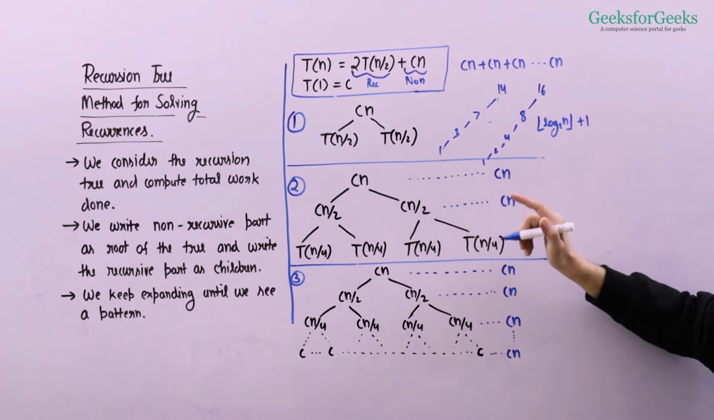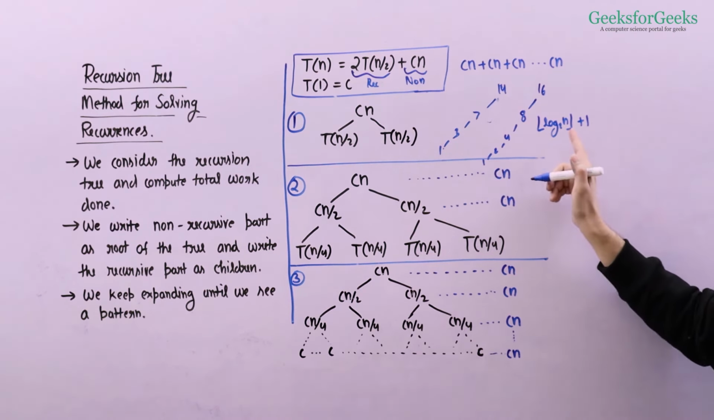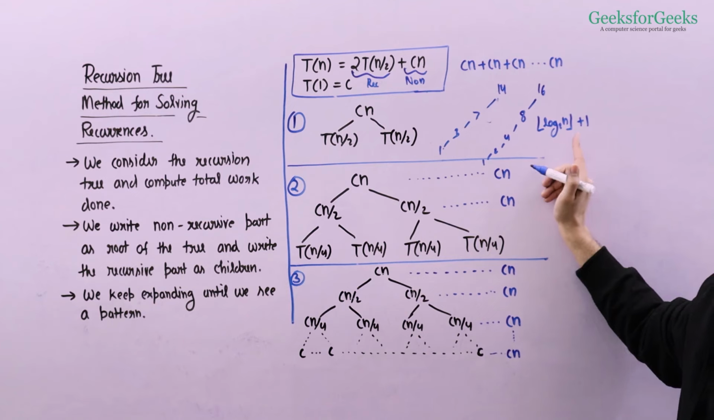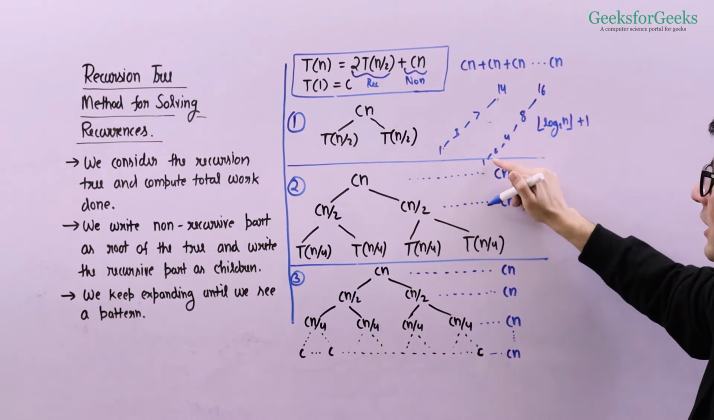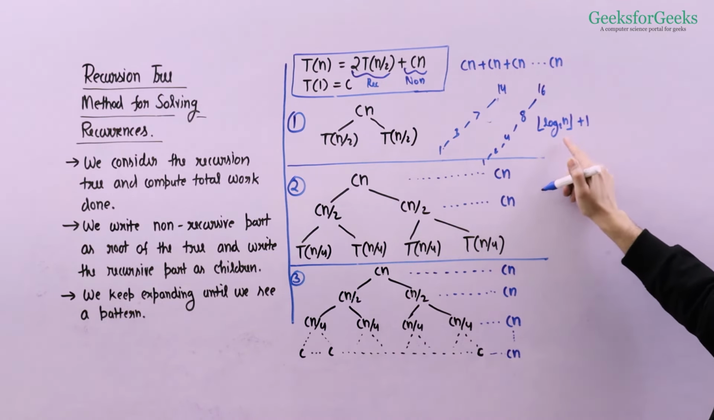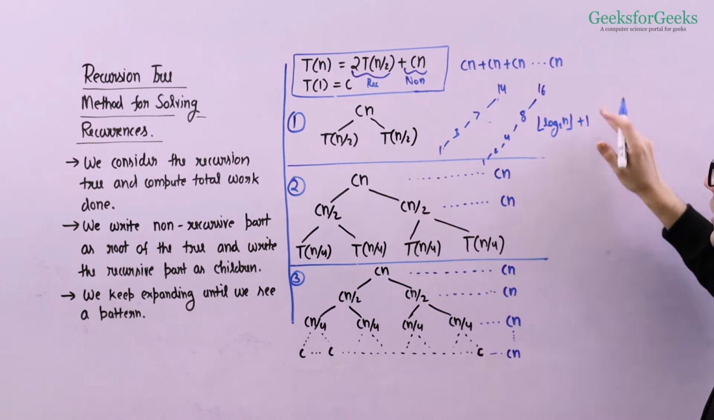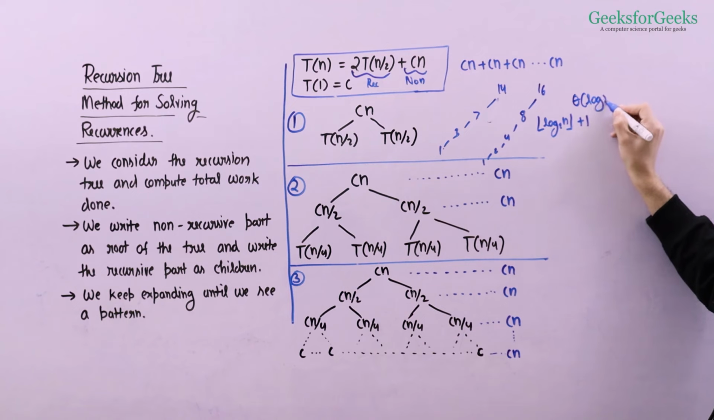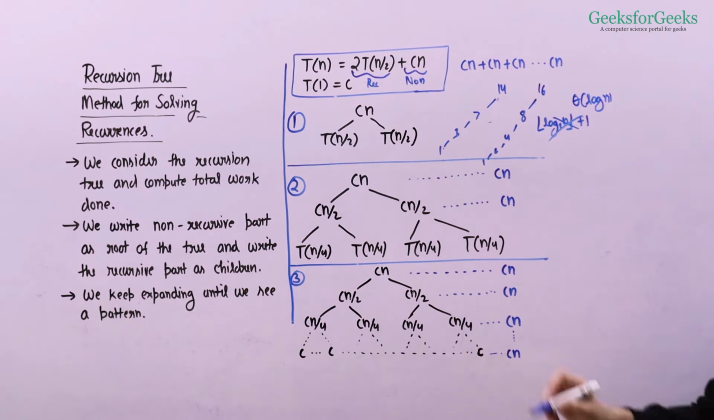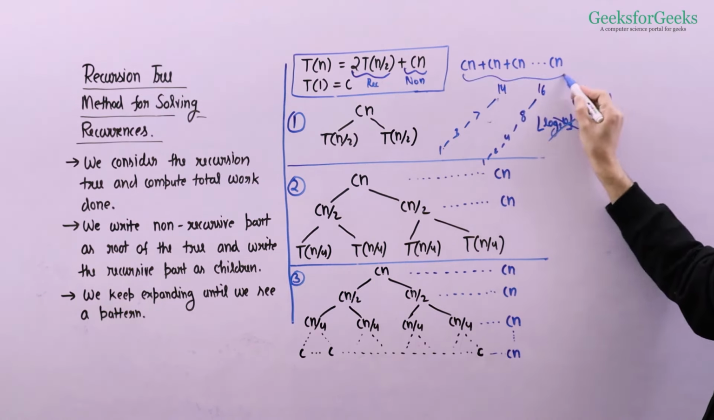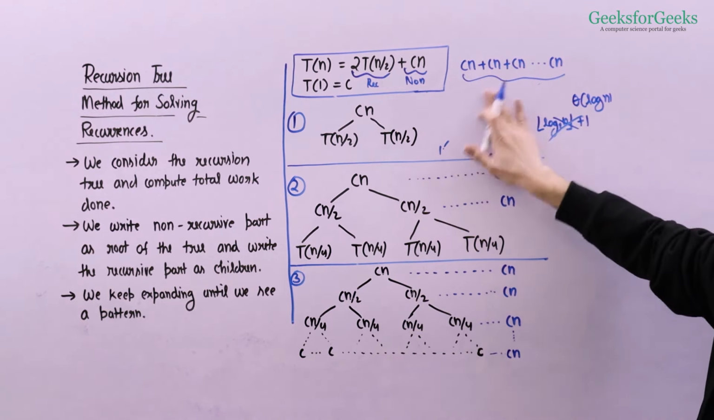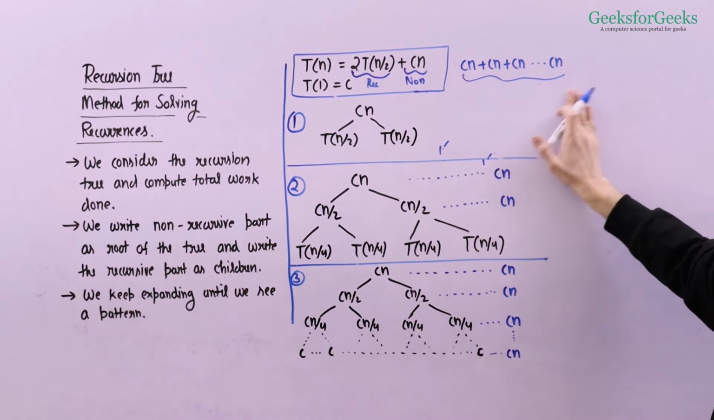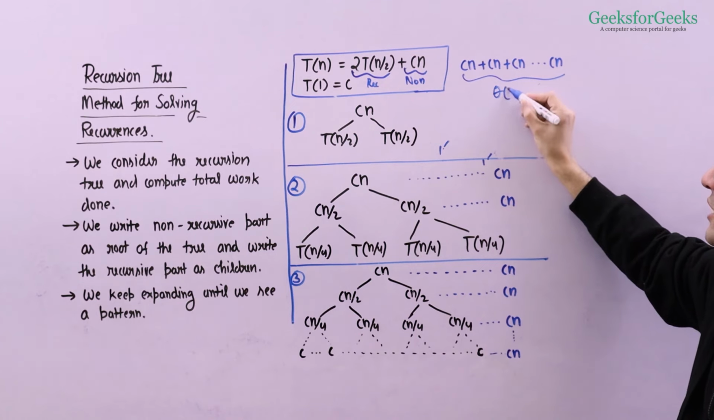So if n is 14, then floor of log base 2 of n is 3, and 3 plus 1 is 4. If it's 16, then the floor is 4 and plus 1 gives 5. So that's the number of terms, and you can write it as theta log n. We don't need to care about floor, ceil and plus minus. So we have theta log n terms in total, and every term has value Cn.